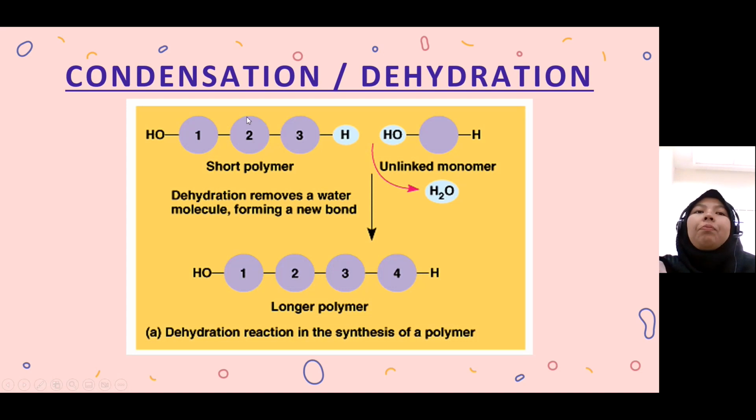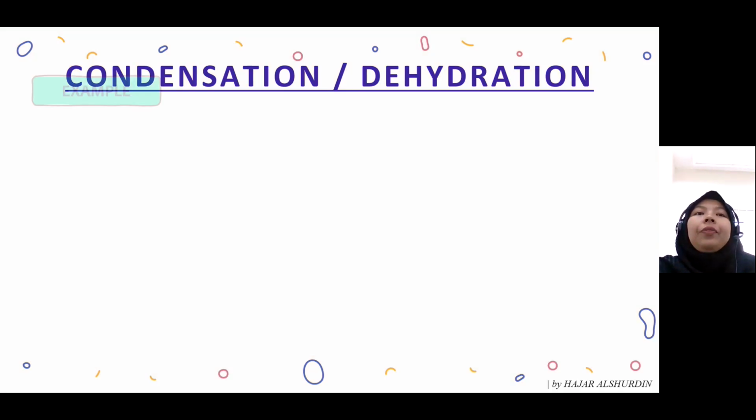For example, this is a short polymer. When dehydration happens, a water molecule is removed in order to join these monomers. Now the two monomers link into one polymer, with the removal of a water molecule. So the dehydration reaction in the synthesis of a polymer involves the removal of a water molecule. This process is called condensation or dehydration.